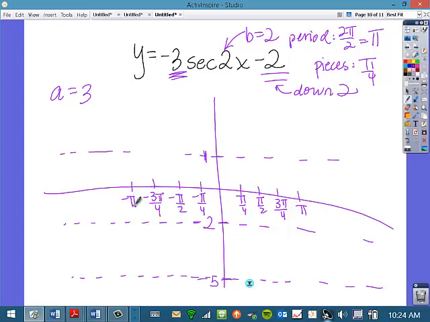I'm graphing secant, so I'm going to graph the cosine function. And this is negative, so that means I'm going to start at the bottom and go up. So I'm going to start down at the bottom at negative 5, go to the middle, go to the top, go middle, bottom.